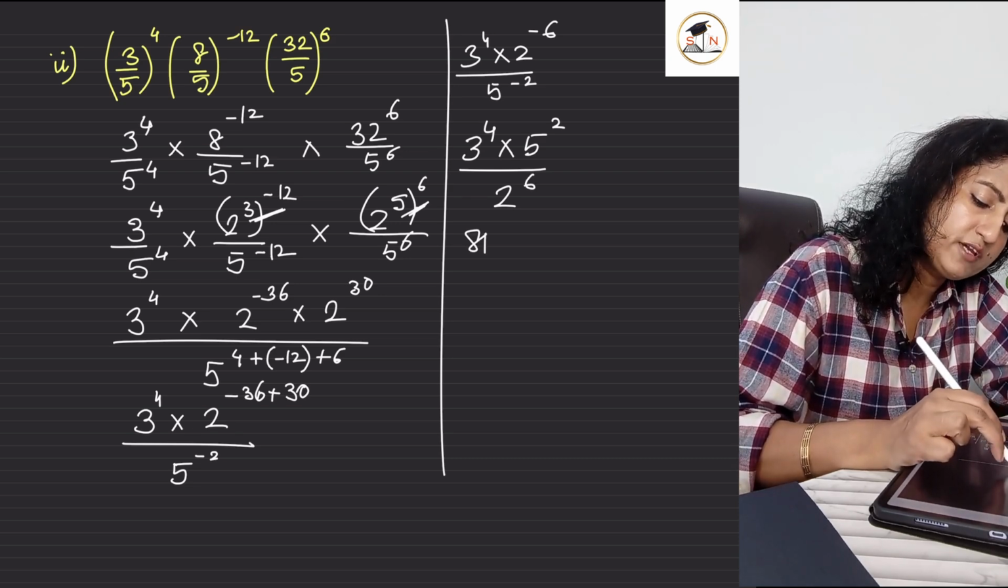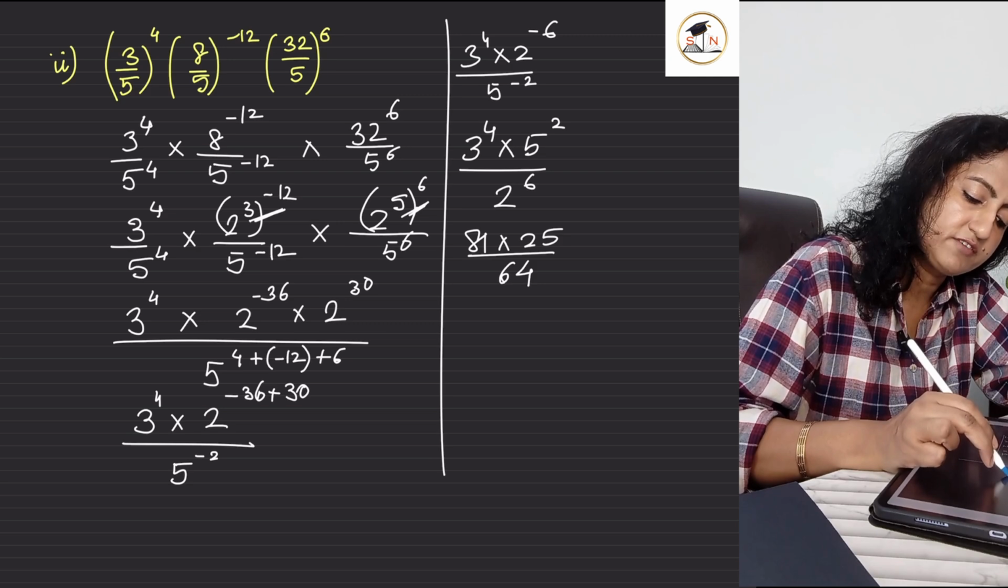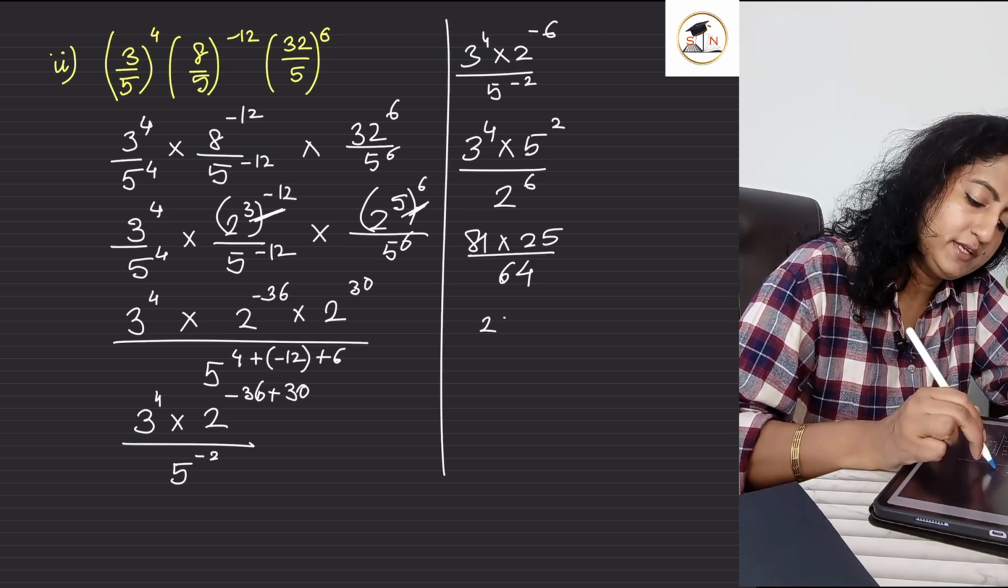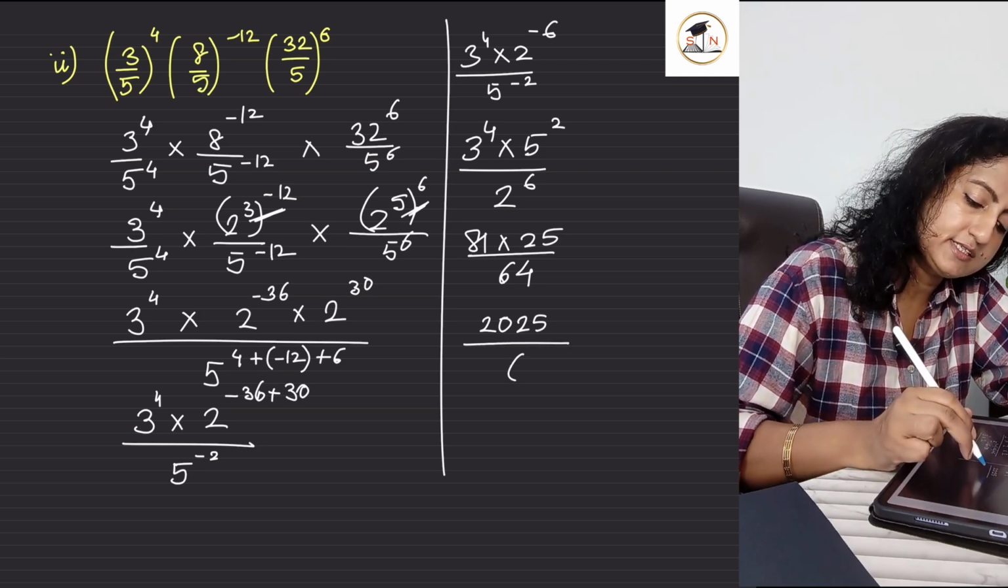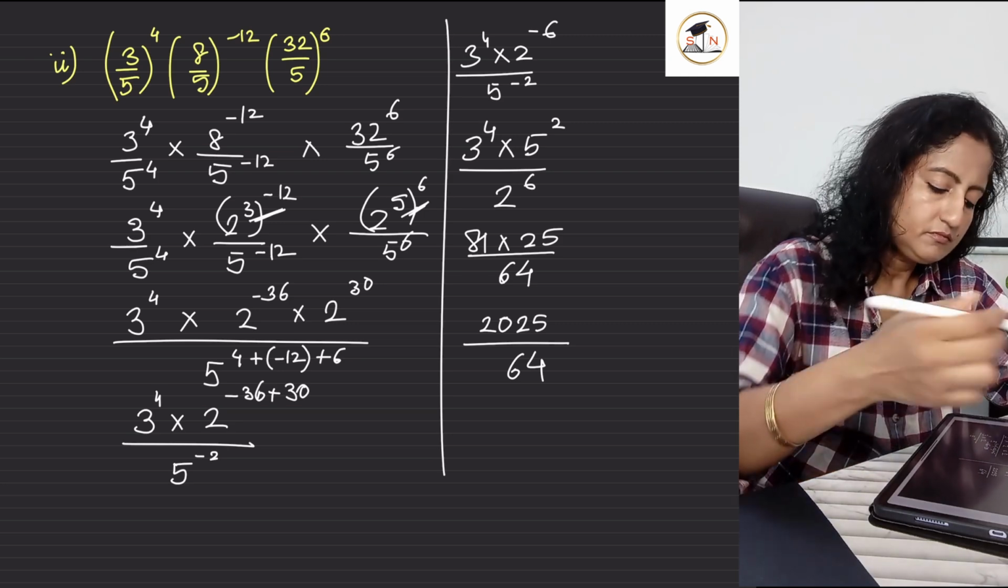3 to the power 4 is 81. 5 to the power 2, 25. 2 to the power 6, 64. And now when you multiply 81 and 25, you will get 2025. And hence, the answer is 2025 by 64.